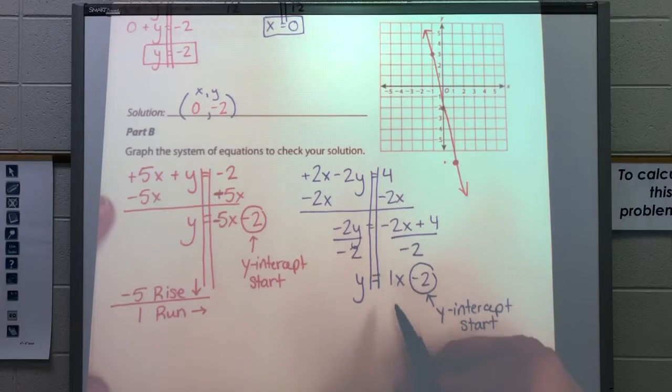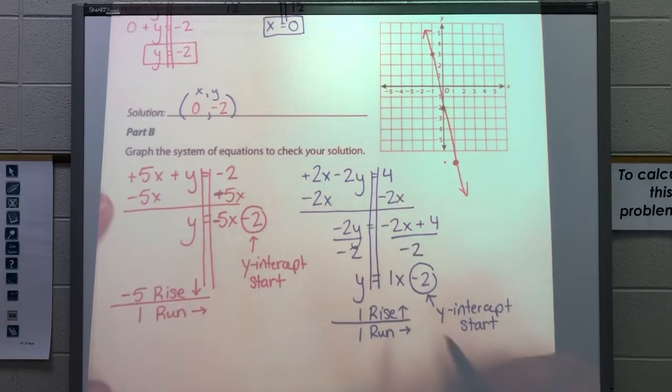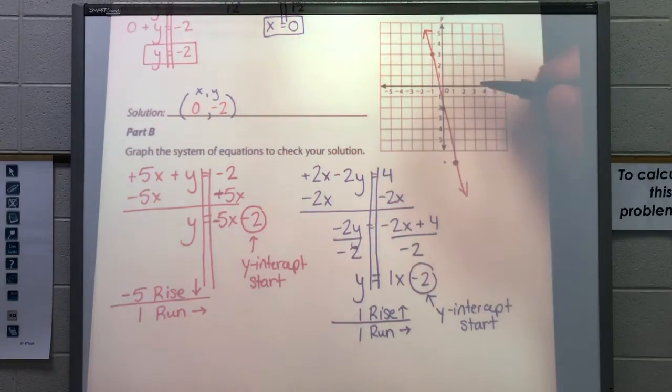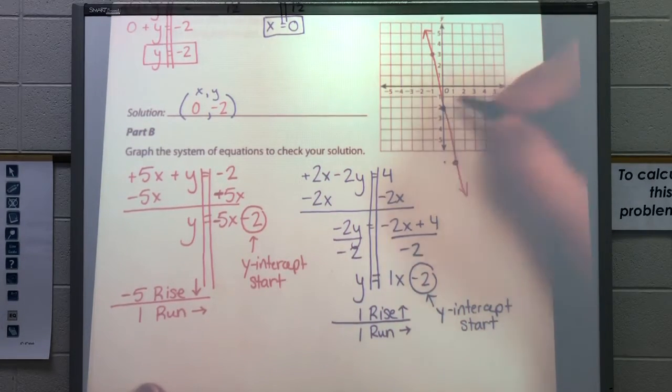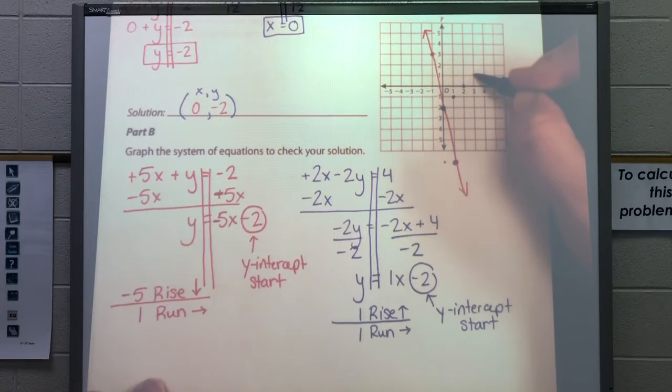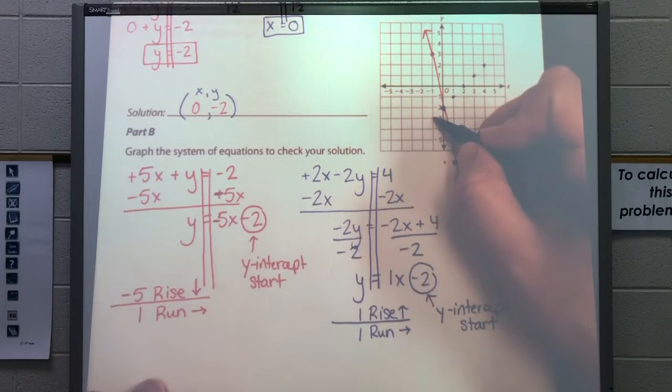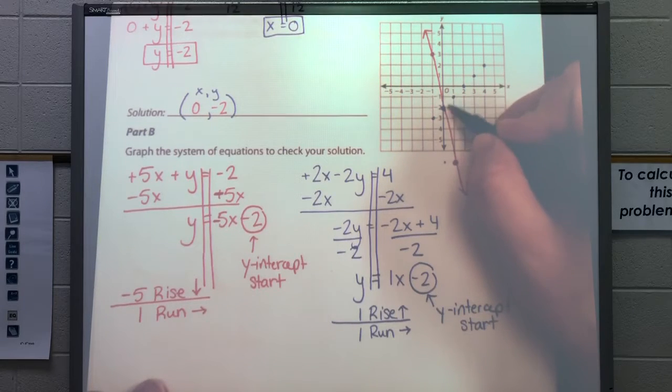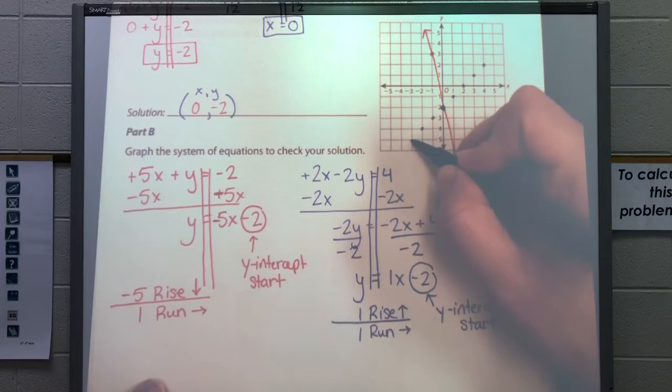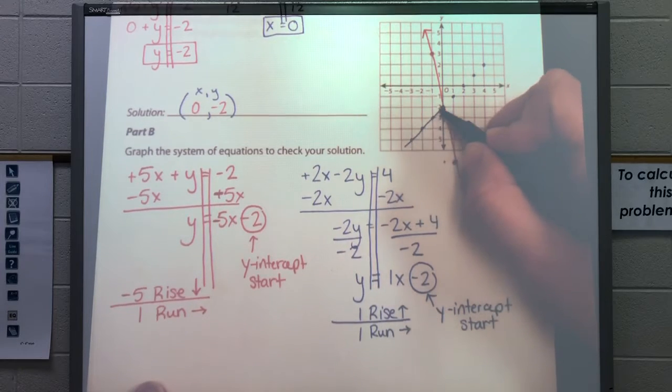One is my slope. I'm going to write that as a fraction. It's my rise over my run. And I go up because it's positive and to the right because it's positive. So I'm looking back at the graph, preparing to graph it. And I'm going to start at -2. And I'm going to go up 1 over 1. I'm going to do that over and over and over. And go the opposite direction. Instead of going up and to the right, I go down and to the left. And I'm going to connect those coordinates as best I can.